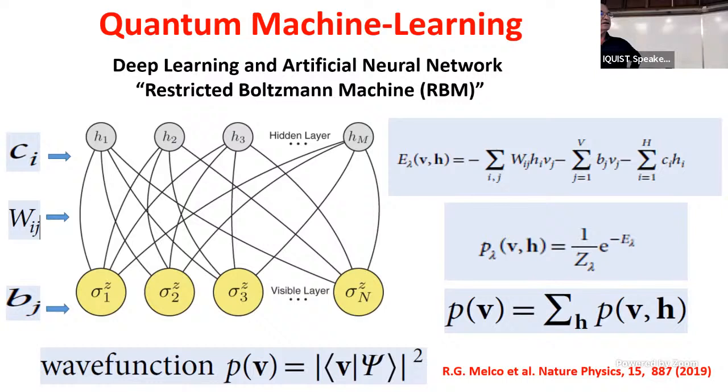So the distribution is the absolute value squared. So the square root of the probability gives you the amplitude of the wave function. I still have to tell you about the phase. So this Boltzmann machine will give us the wave function, in this setting only the amplitude, which is the square root of the probability, which comes from the Boltzmann distribution. Again, if you have any questions, please ask.